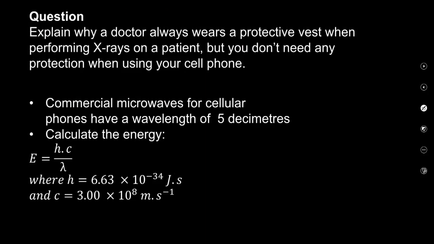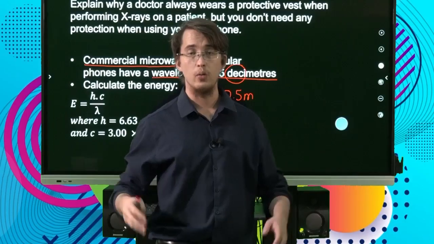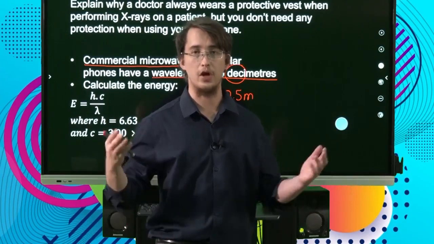So we're still being asked to find the energy here, and we're going to use the same formula as before, but now the wavelength is different because we're examining those of commercial microwaves. They have a wavelength of only 5 decimeters. Now, when we see this decimeter value, we must remember that we're going to need to convert this value into meters. All right? 1 decimeter is 10 centimeters, so 5 decimeters is going to be 0.5 meters. Still quite a large wavelength. So now that we have our numbers, we can start to do a calculation, can't we? Let's go.